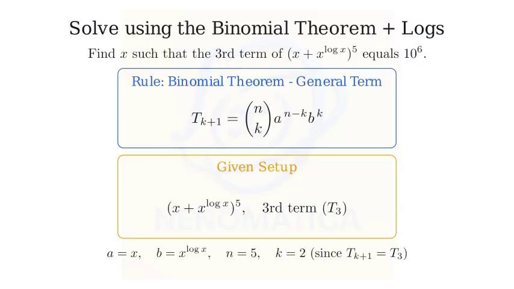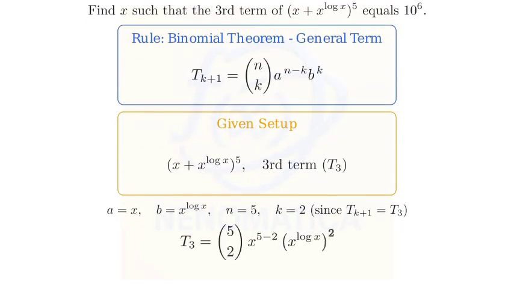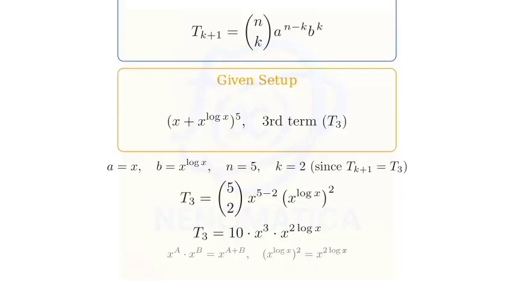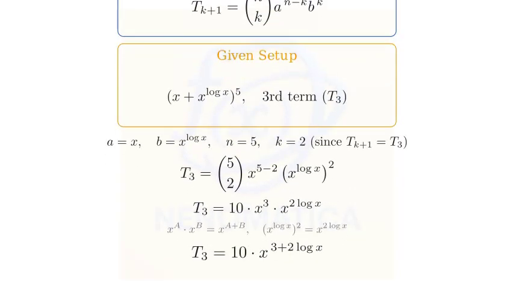Compute the third term. T3 equals 5 choose 2 times x to the 5 minus 2 times (x to the log x) squared. That is 10 times x cubed times x to the 2 log x, which equals 10 times x to the power 3 plus 2 log x. We are told this third term equals 10 to the 6th.